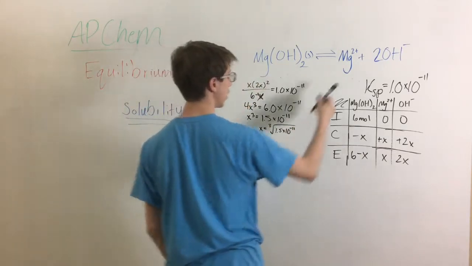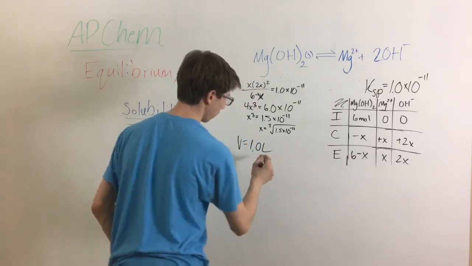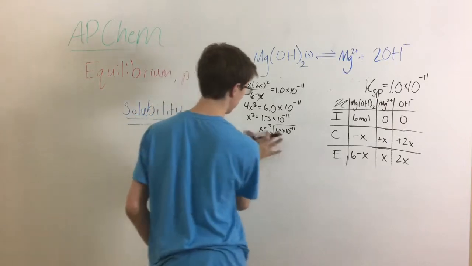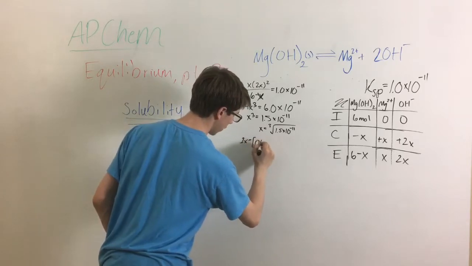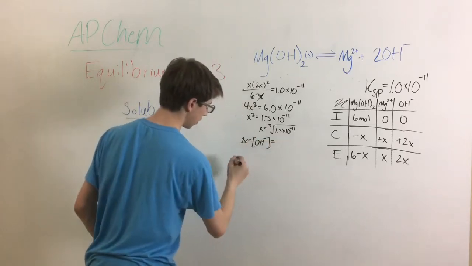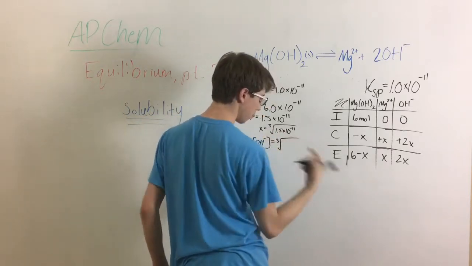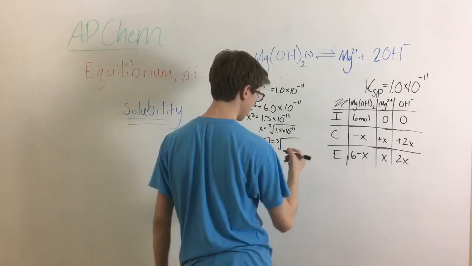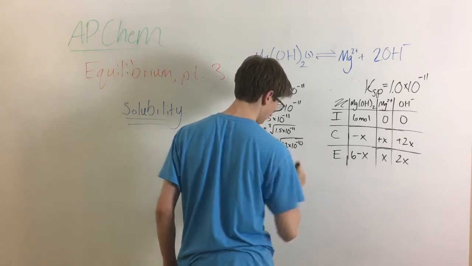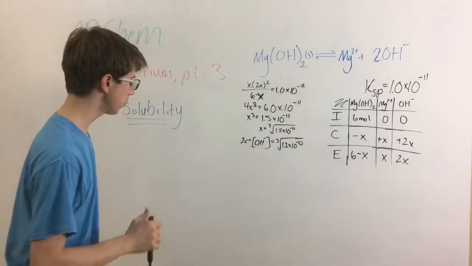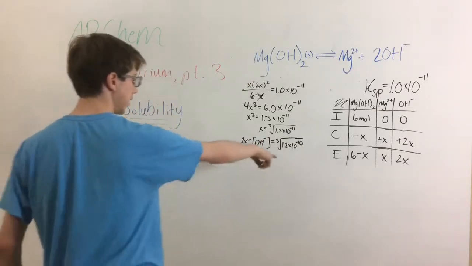So the concentration of hydroxide is 2 times x. We'll erase this volume because we already know that the volume is 1 liter. So that means that 2x, which is equal to the concentration of hydroxide, is equal to 2 times this, which is going to be the cube root of 8 times 1.5, which is 12. So that's going to be 1.2 times 10 to the negative 10, and that would be the cube root of that. So that is the concentration of that.